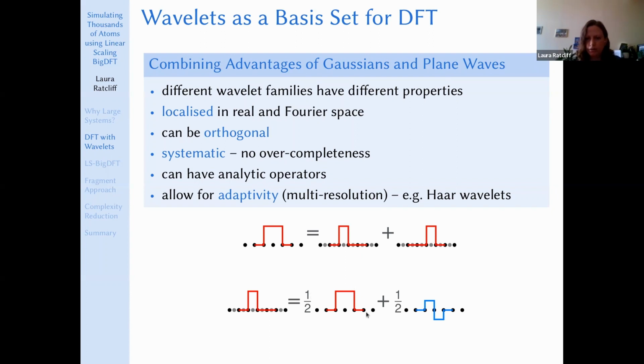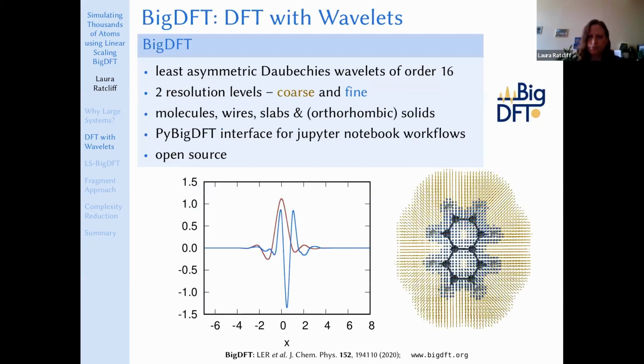But we can also combine these scaling functions with the blue function that we call wavelets. So by combining different regimes of scaling function and wavelets, we can have different levels of resolution while still having a fixed grid spacing. So this allows for quite an efficient basis set approach.